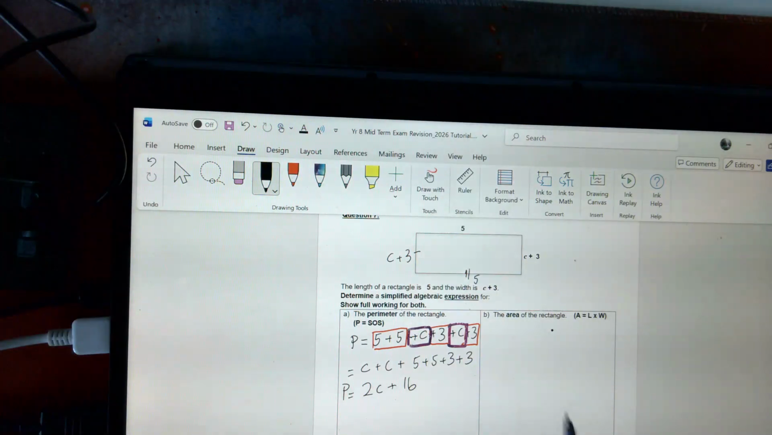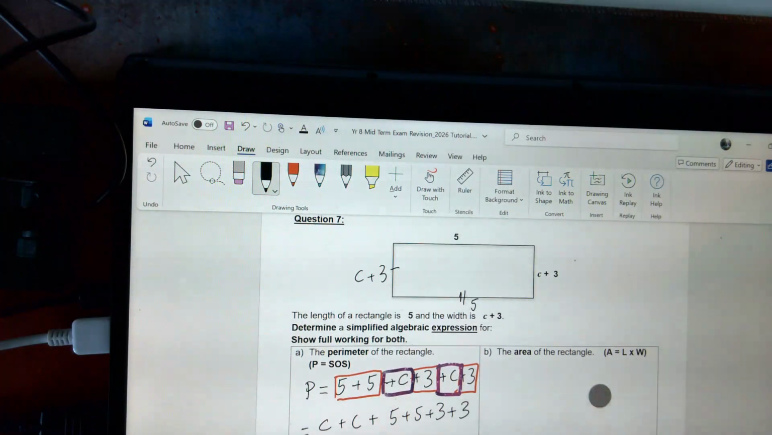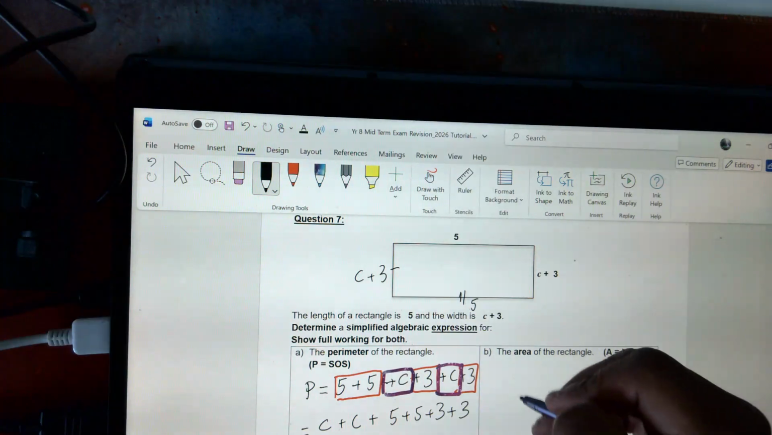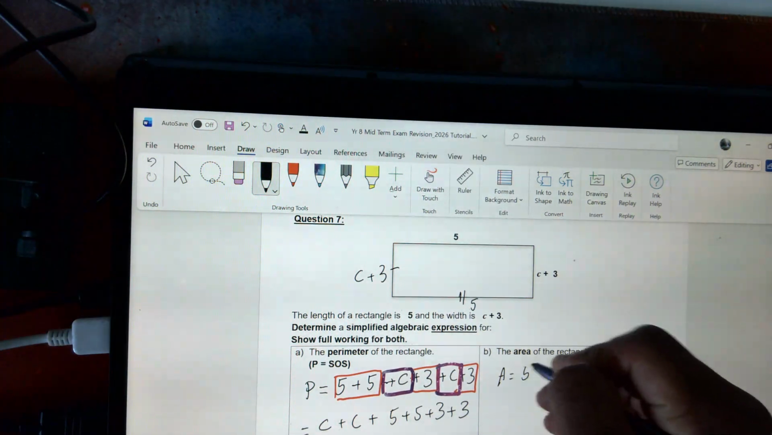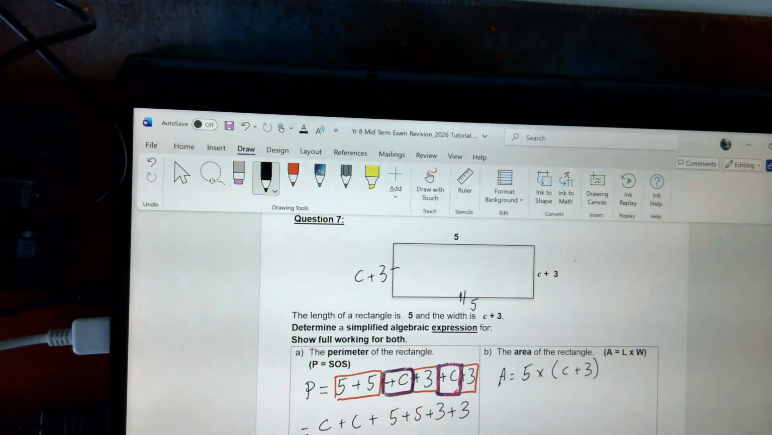For the area of the rectangle, we've got to multiply length by the width. So again, I know the length is 5, and I'm going to multiply it by c plus 3. I'm going to put it in brackets because c plus 3 is the width, not just c.